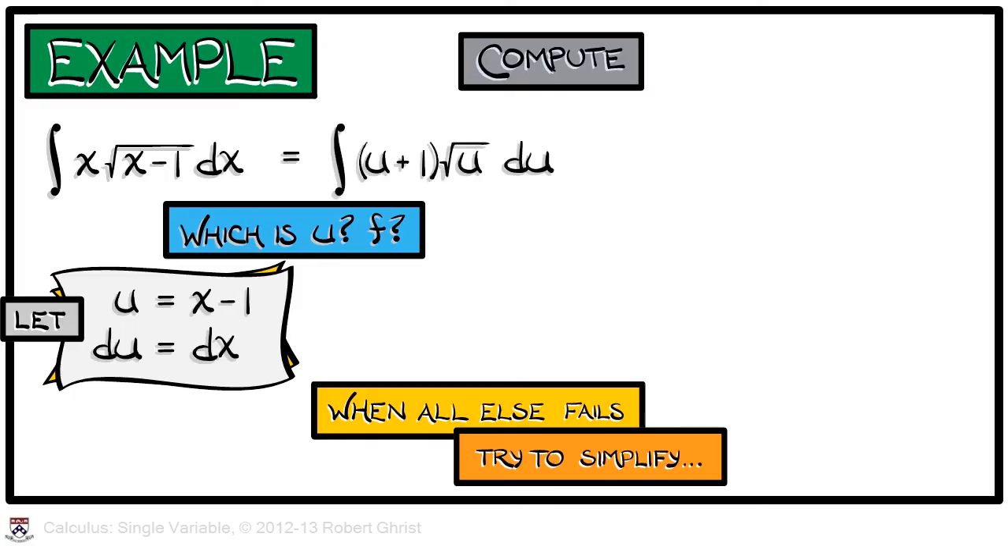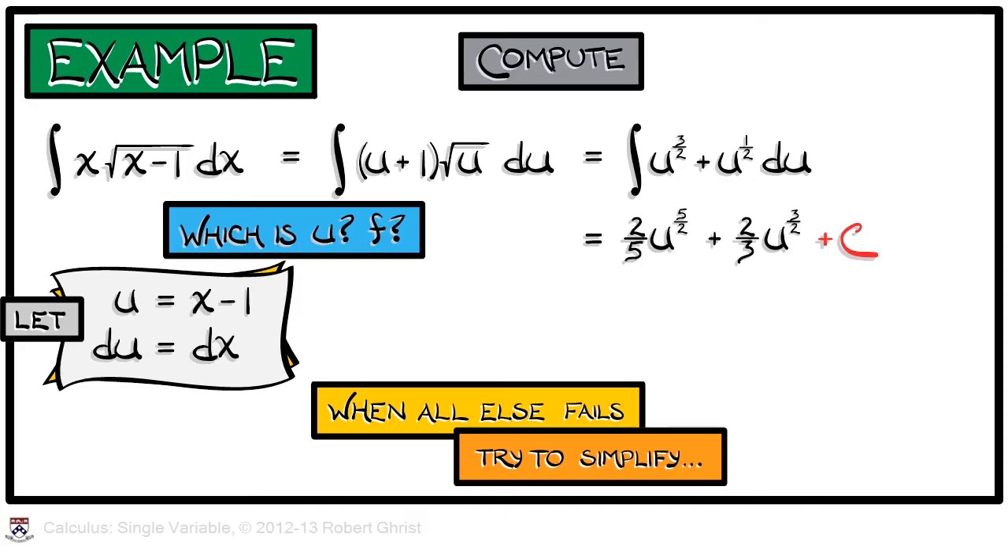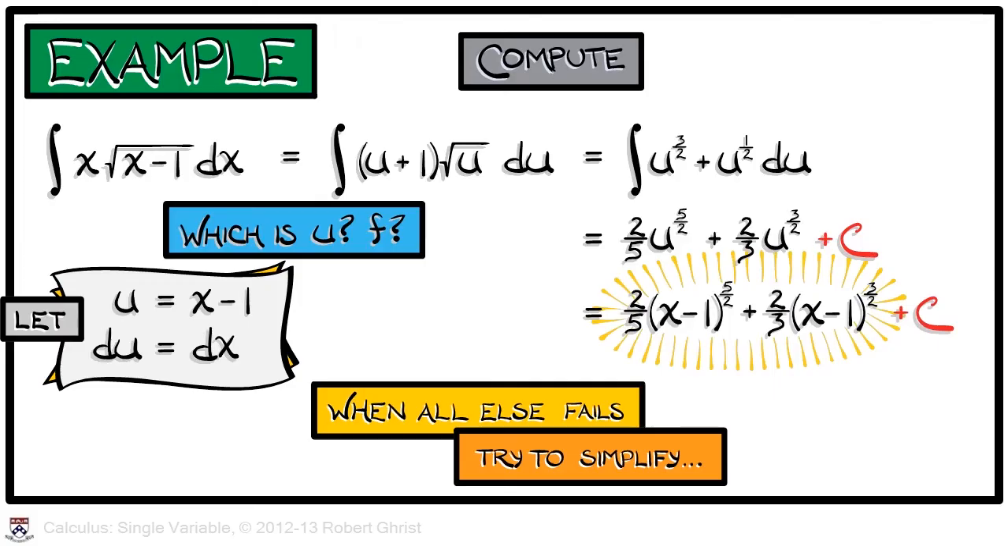However, notice what happens. x is u plus 1, and square root of x minus 1 is square root of u. We can therefore expand this integrand out as u to the 3/2 plus u to the 1/2. Notice we could not do that with x. Now we can easily integrate this to yield 2/5 u to the 5/2 plus 2/3 u to the 3/2. Substituting back in x minus 1 for u yields the answer 2/5 quantity x minus 1 to the 5/2 plus 2/3 x minus 1 to the 3/2 plus a constant. I'll leave it to you to check this.